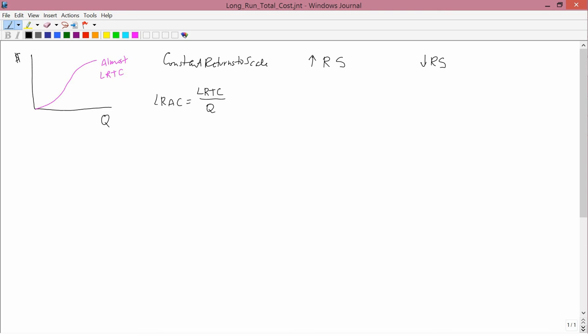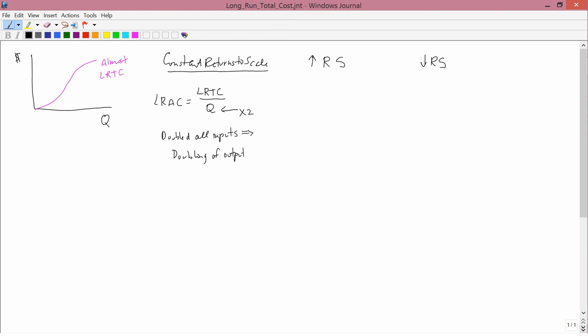Now, suppose you had constant returns to scale, and suppose you doubled all the inputs. Well, we know that since it's constant returns to scale, that'll result in a doubling of output. In other words, this denominator is going to get multiplied by 2.